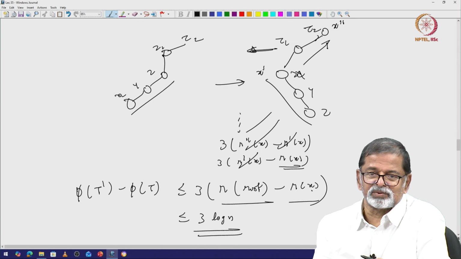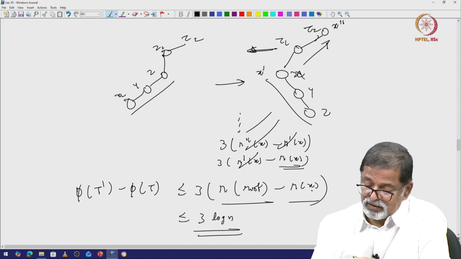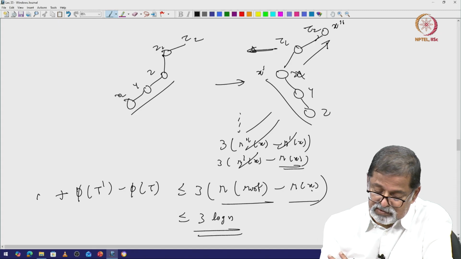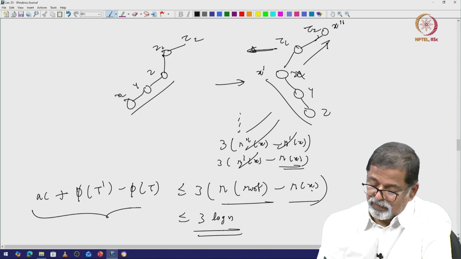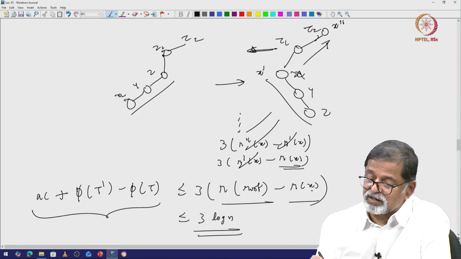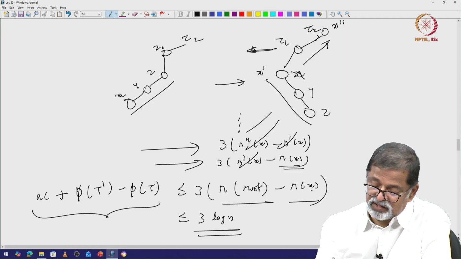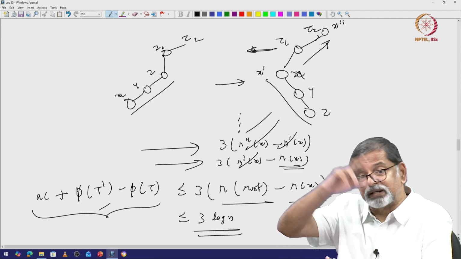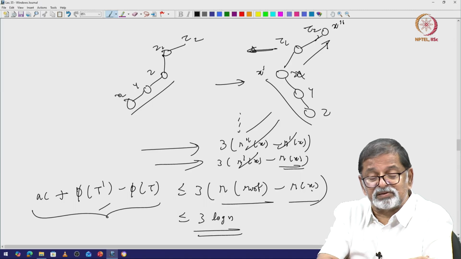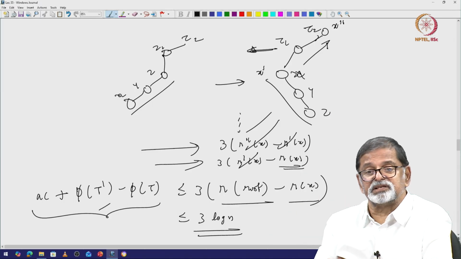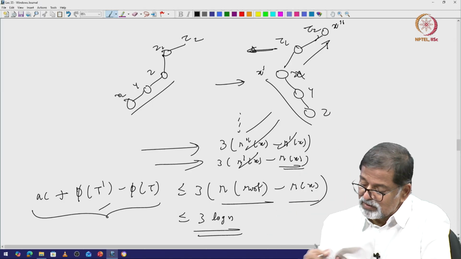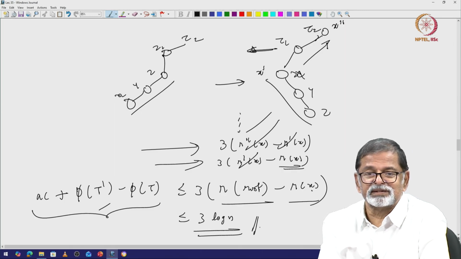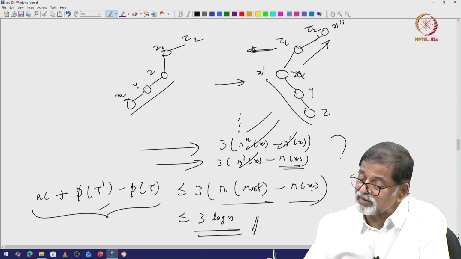Okay. So phi of t plus phi of t dash plus actual cost will be less than or equal to like this at every stage. Therefore, for the final tree and the initial tree, the actual cost on the initial tree plus potential difference will be less than or equal to 3 log n. This is the crucial point.